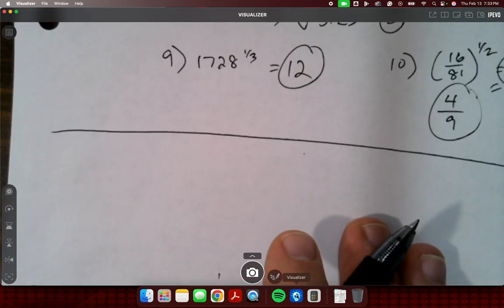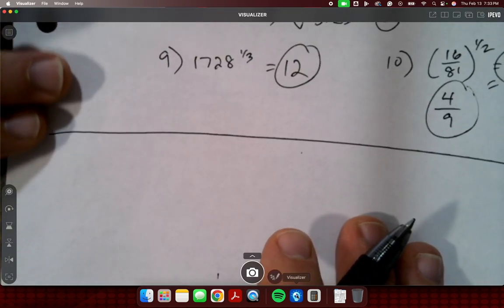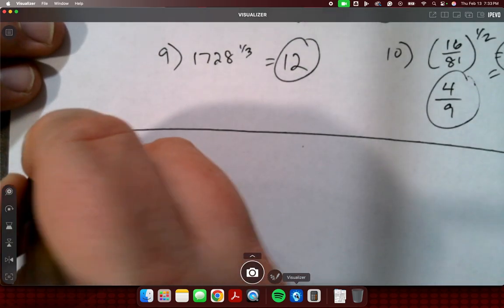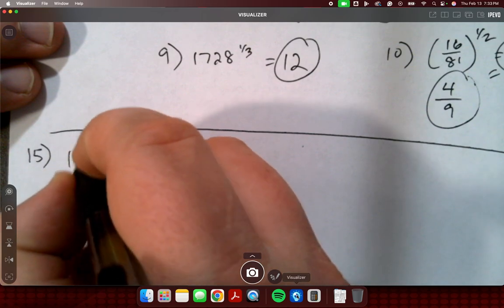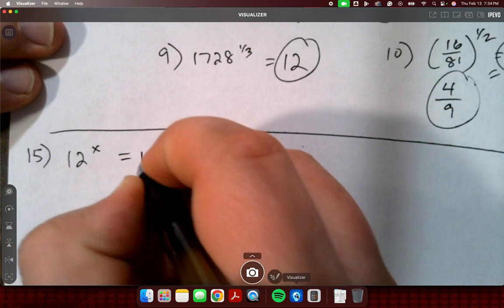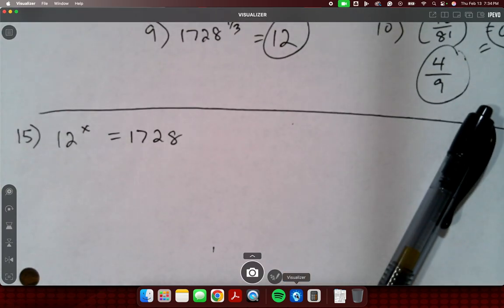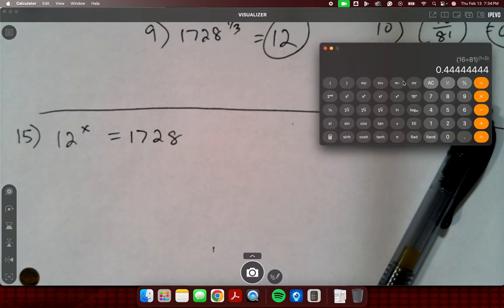Okay, now let's jump over to number 15, where we are to solve each equation. So 12 raised to the x power is equal to 1728. Now remember, we're wanting to figure out how we can get the same base on both sides, because if the bases are equal, then the exponents are equal. So it's fine to guess and check. Now, we're pretty sure 12 is going to be the base, but we don't know 12 to what power will give us 1728. So just guess and check.